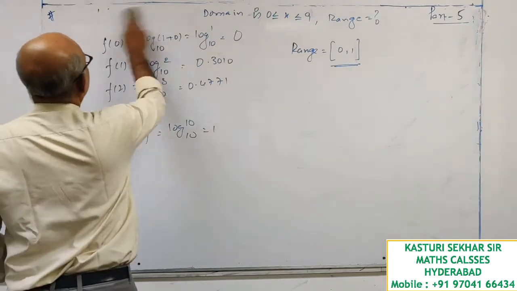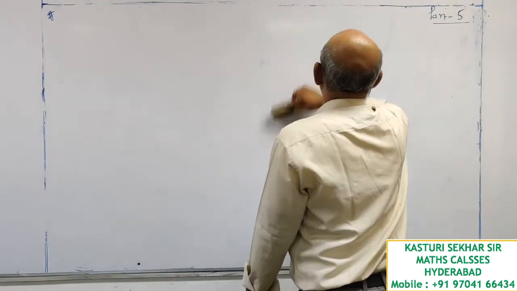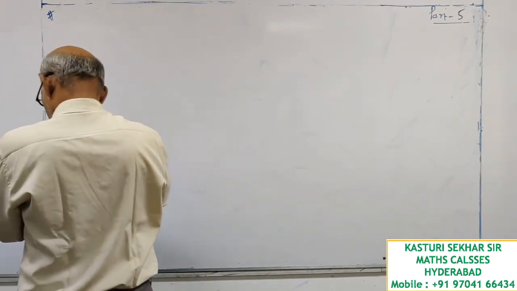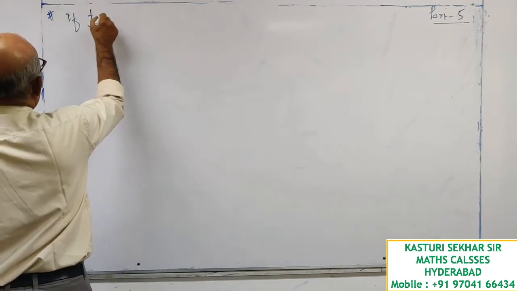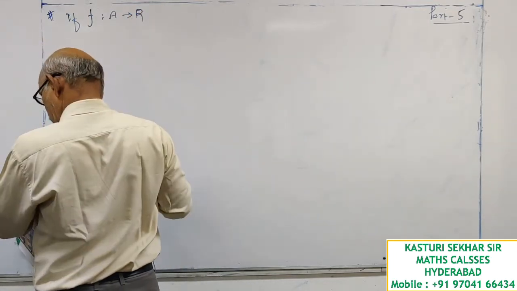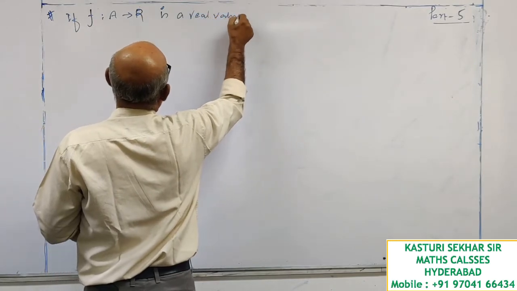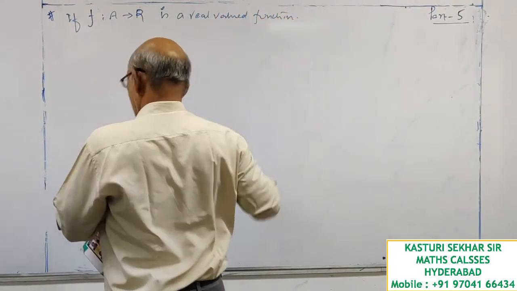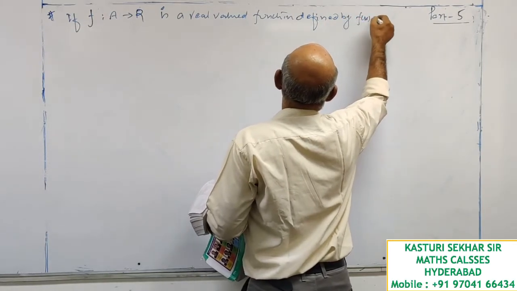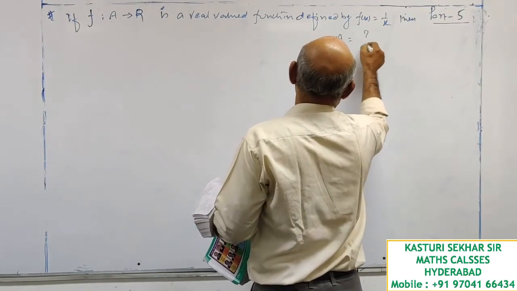Next question. If f is a function from A to R, a real valued function defined by f of x is equal to 1 by x, then A is equal to question mark.